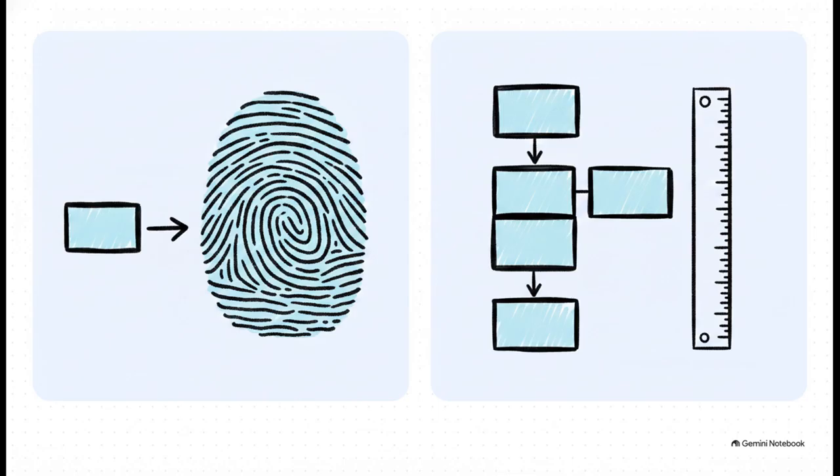Then you have block height. This is just the block's sequential position in the chain, like saying, this is the 500th block. The height is not a unique identifier, because during a temporary network fork, two competing blocks can actually have the exact same sequential height, but they will never, ever have the same dynamic block hash.